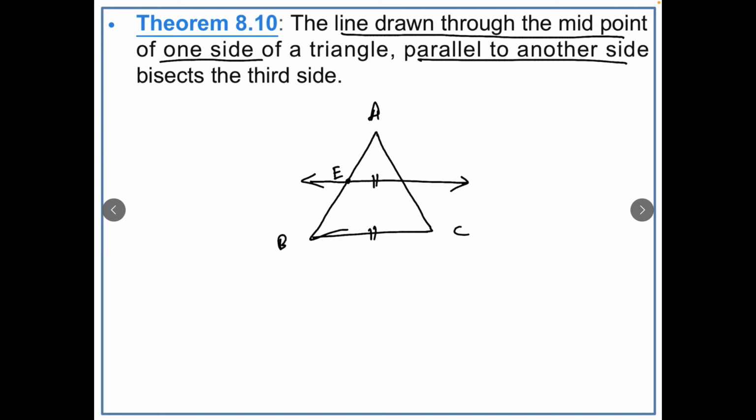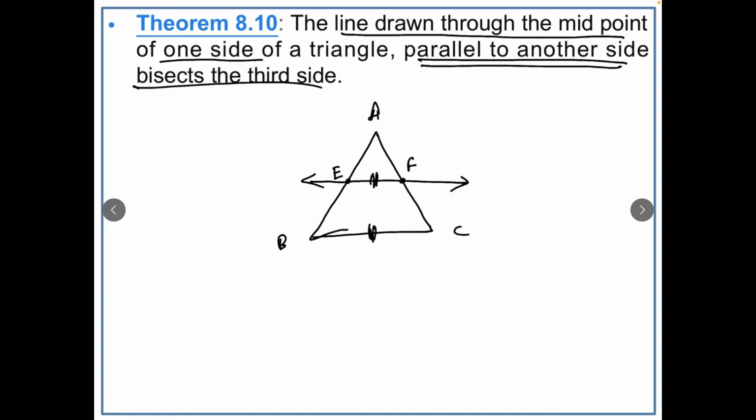So we have taken a triangle ABC, and the midpoint of one side AB is point E, and through E we have drawn a line which has to be parallel to the another side. It means this line is parallel to this line BC. Then it will bisect the third side. So when you draw this line, it will definitely bisect the third side. It means it will pass through the midpoint of the side AC also. Let's name it F. Then F will be the midpoint of side AC. That's what this theorem says.